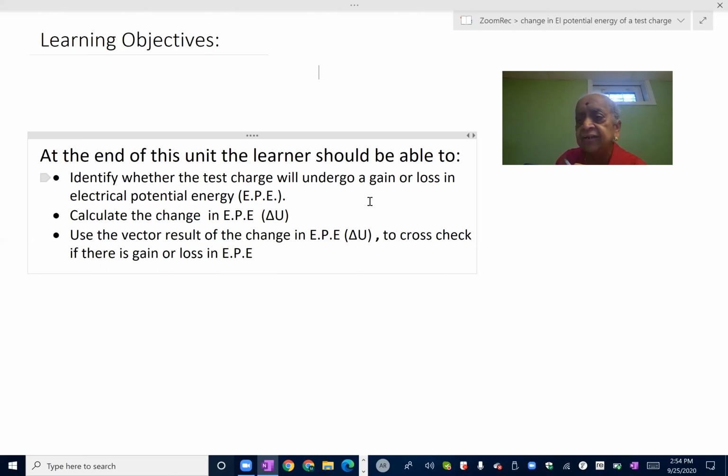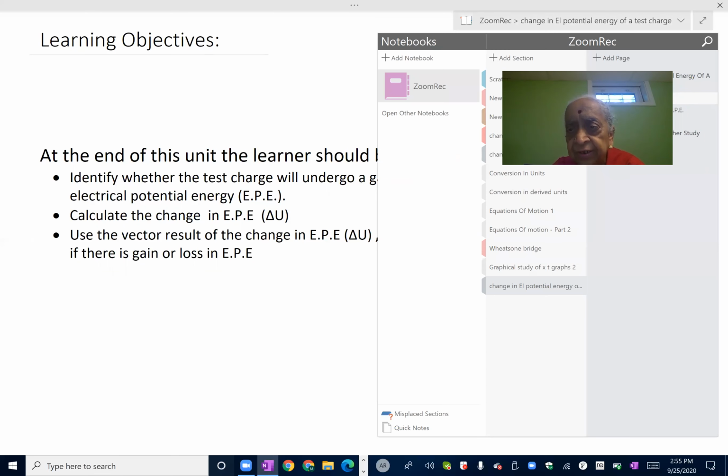If it's a negative delta U, it means it will lose. Then use the vector result as is usually given, making use of the negative of the potential gradient, which is the electric field. That's the main concept you're going to take for the electric field direction and the potential difference, and then use that to cross-check if there is a gain or loss in electrical potential energy.